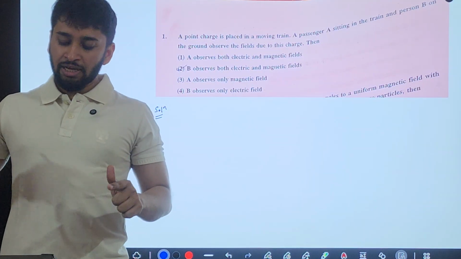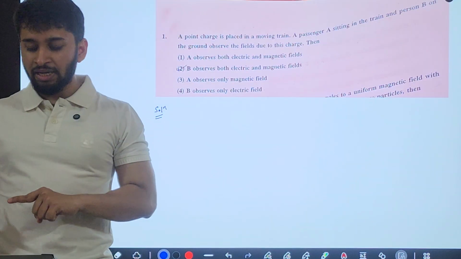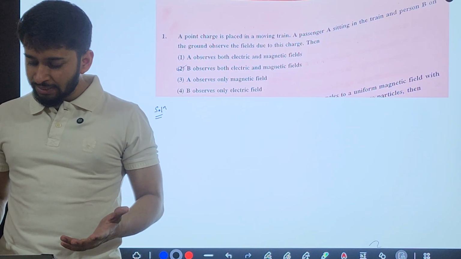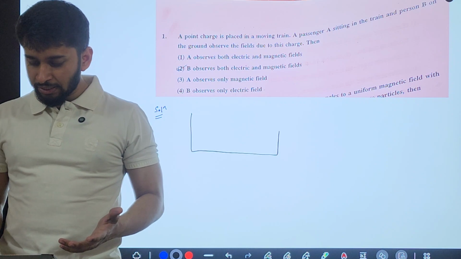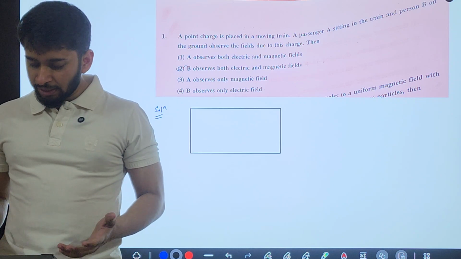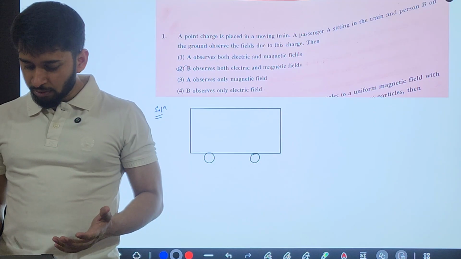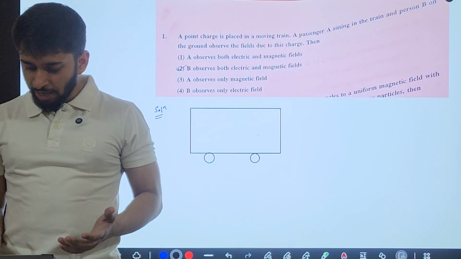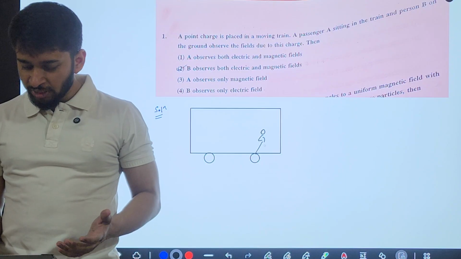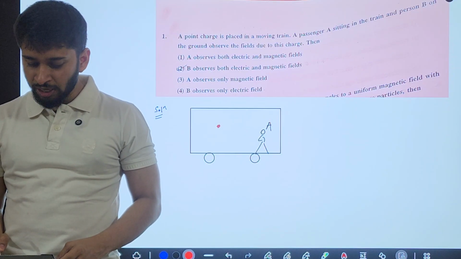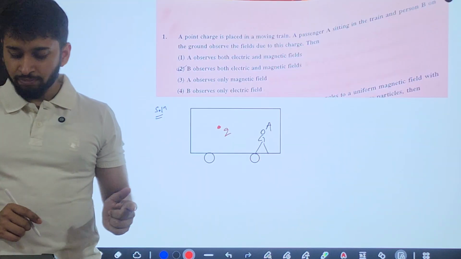The question says, a point charge is placed in a moving train. A passenger A is sitting in the train. So let us see, this is a train. What a train I have made. Good, very nice train. And here is the person A. So person A is inside the car, and let us say here you have a point charge Q which is inside the train, right?